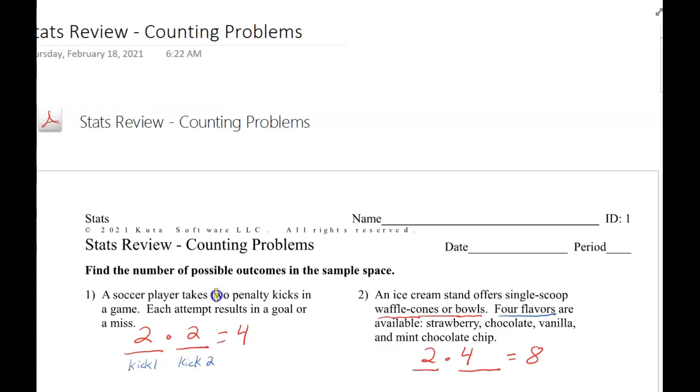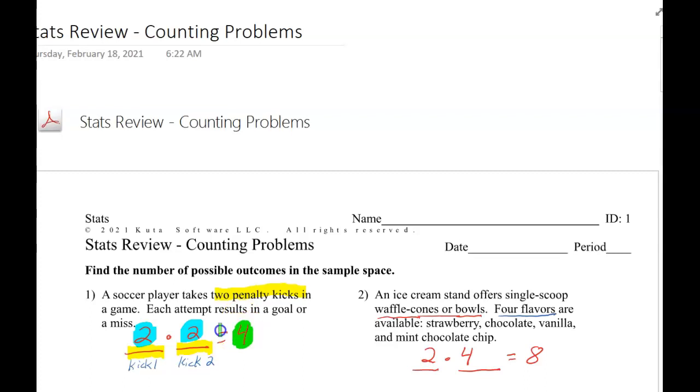A soccer player takes 2 penalty kicks, so that's why I drew 2 dashes. And each attempt can result in a goal or a miss. So for each kick, there are 2 choices, so 2 times 2 gives the final answer of 4.